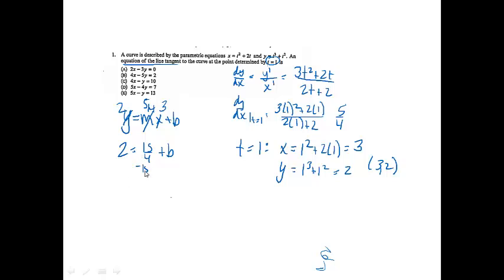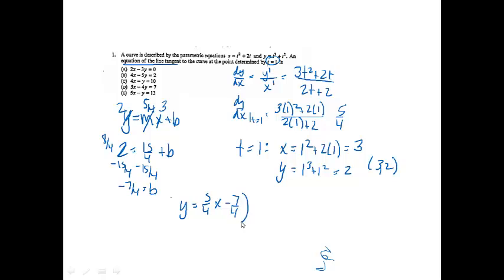And then I will subtract 15/4 from both sides. And when I do that, this is actually 8/4. So 8/4 minus 15/4 is negative 7/4. That will be my b. So my equation is going to be y equals my m, which was 5/4 x minus 7/4, and I notice the equations don't match what I have.